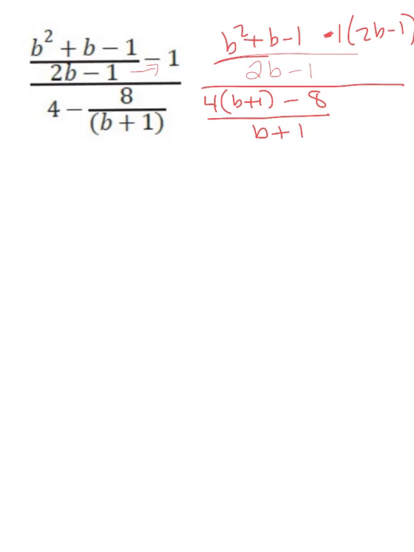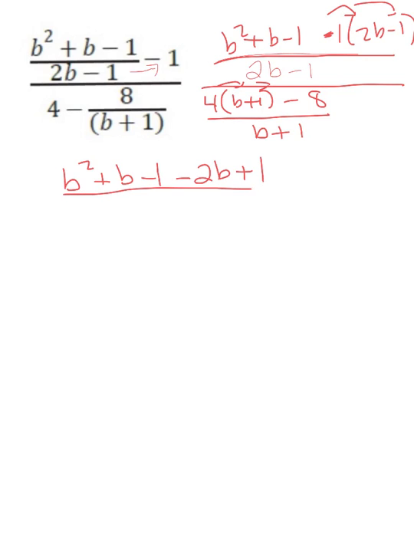So as you can still see, I've got a 4-level fraction going on here. Now we need to distribute a few things. So a negative 1 up here has got to get distributed, and we've got to do the 4 distribute right here. So we've got a b squared plus b minus 1, which I haven't touched yet. Now a minus 1 times 2b is a minus 2b, and a minus 1 times a minus 1 is a plus 1. And of course that whole thing is over this 2b minus 1. Then that fraction is all over the fraction we're going to distribute. 4b plus 4 times 1 is 4 minus 8, which is over b plus 1.